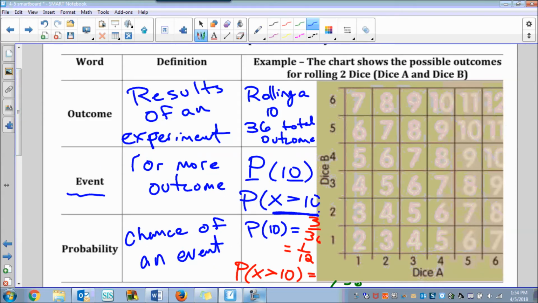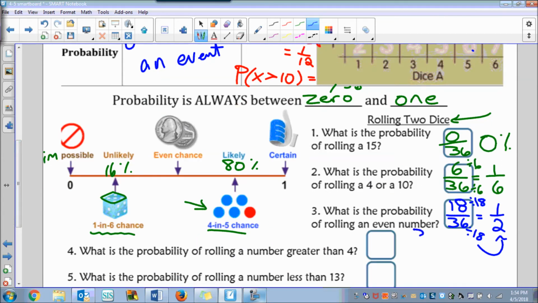Next one is asking, what's the probability of rolling a number greater than 4? Okay, so we can count up all the numbers greater than 4. There's 30 options that are bigger than 4. 30 out of 36. Again, I'm going to simplify that fraction. The top and the bottom can both be divided by 6. That would give me 5 out of 6. So there's about an 83% chance that we roll a number greater than 4. That's a pretty good chance.